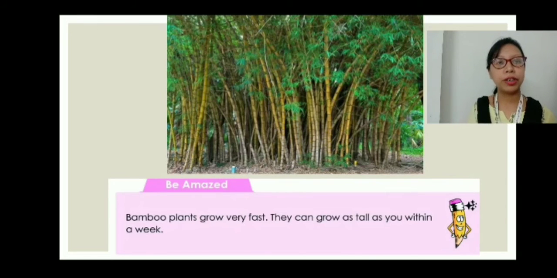I have already put a picture here. You can see that most of the village areas, if you have visited the village areas and noticed, people have bamboo plants in their houses, at the backyard or in the front yard, or even on the roadside. Now these are the plants that grow very, very fast, and within a week they can grow as tall as us. So just think about it, how quick they grow.